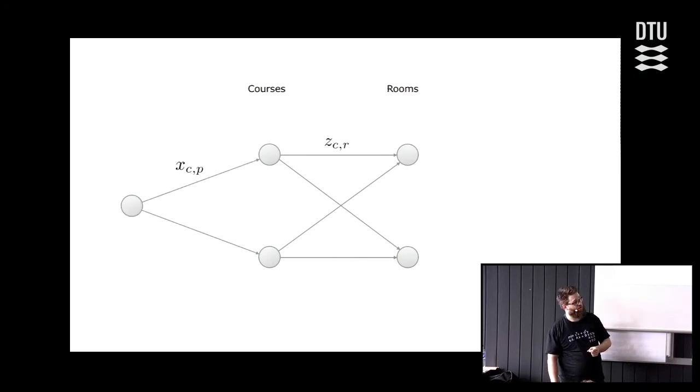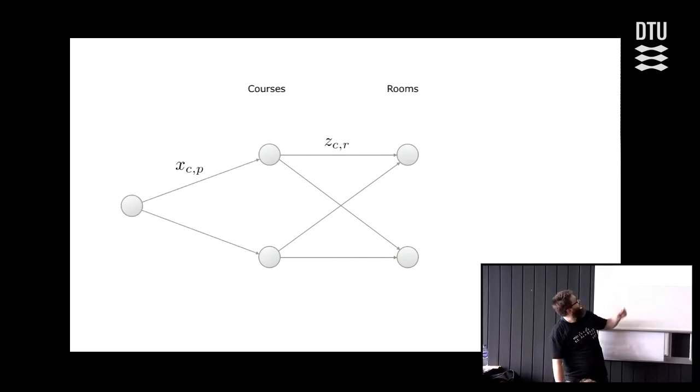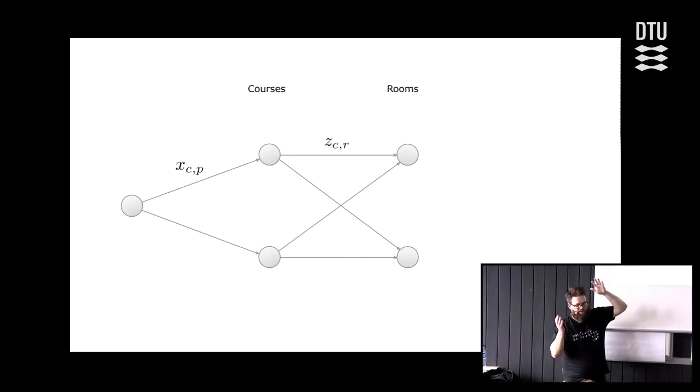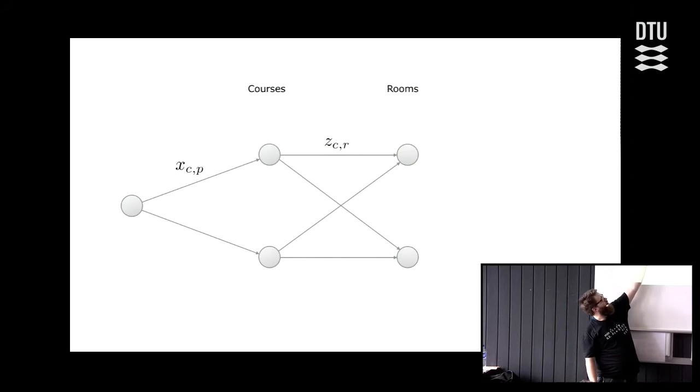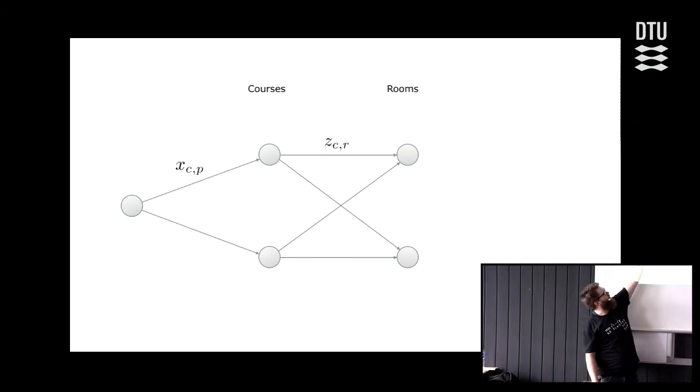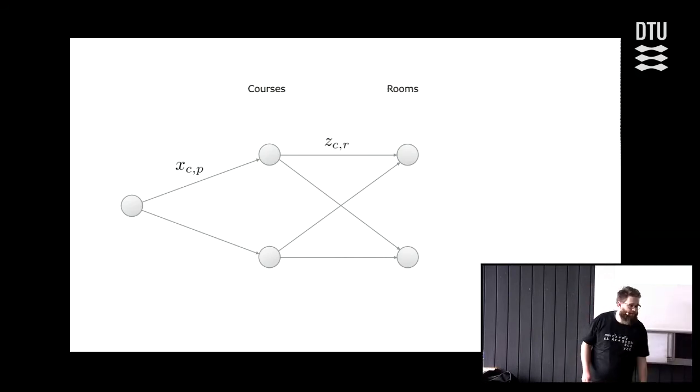We then add a source node with an outgoing arc to every course. Since we are considering a specific period, and we are constructing such a graph for every possible period, we set the capacity to 1 if we have assigned the course C to period P, and 0 otherwise. This is what this variable is denoting. So we have a bit of math.